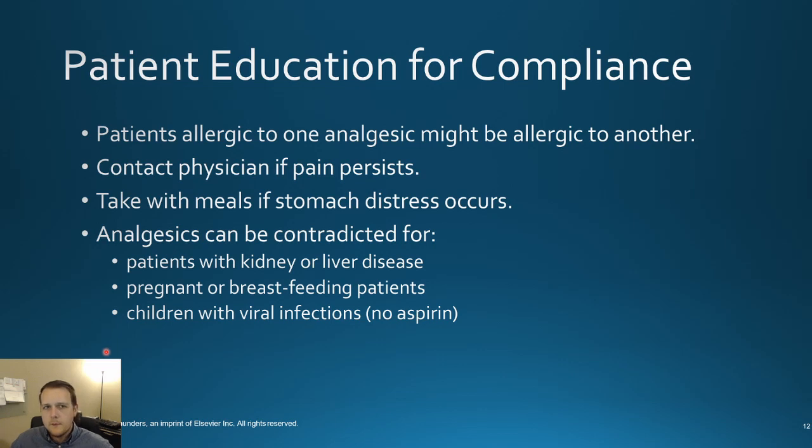So some things to note in terms of patient education for patients receiving analgesics is that if a patient becomes allergic to one medication, it's important to know that they may be allergic to other medications in that class. So for instance, if someone's allergic to ibuprofen, they may have a cross-reactivity and cannot receive naproxen, for example, right? So that's one thing to know.